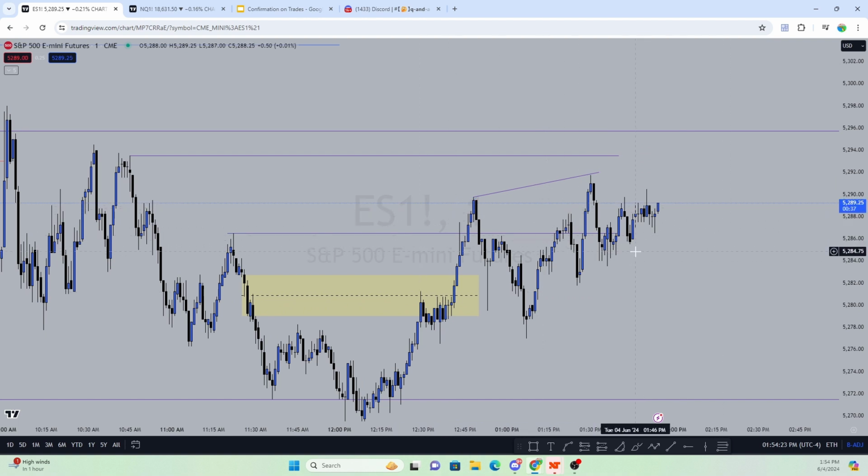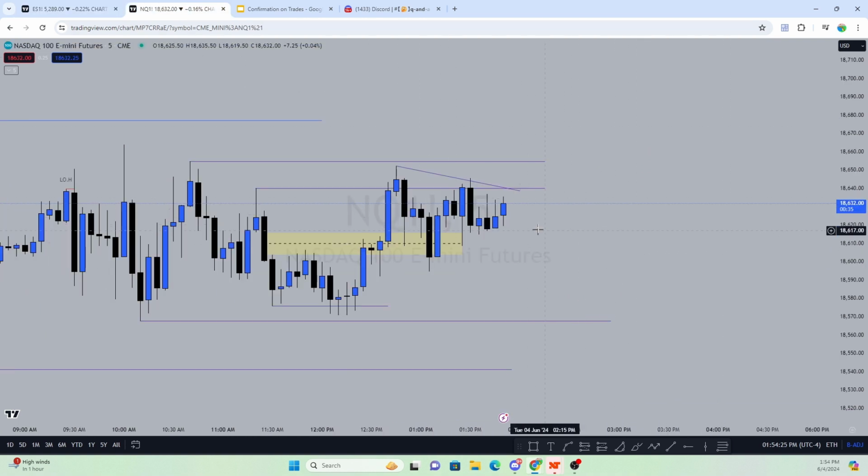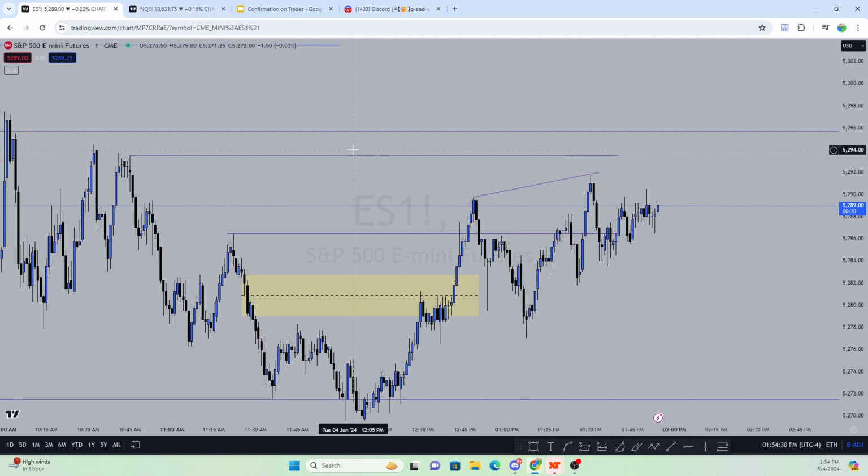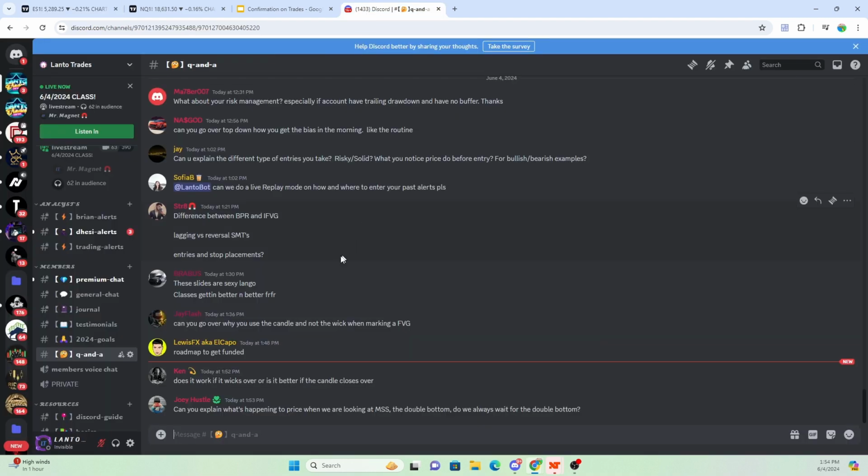So you see now that ES is slightly leading, and you see NQ slightly behind because we created a lower high here versus a higher low, right? So just an indication like that is what helps you with SMT.